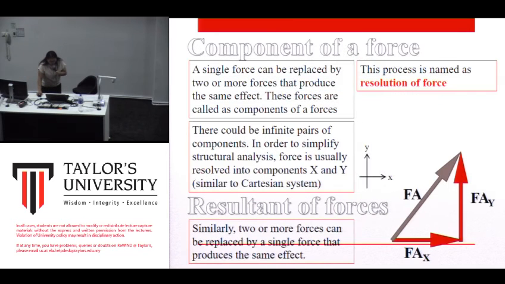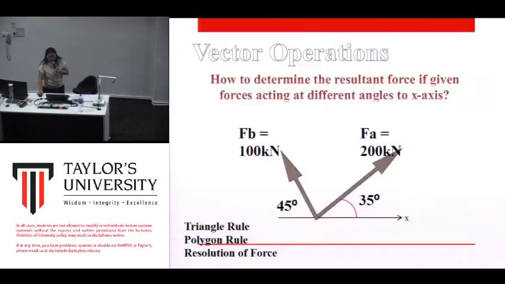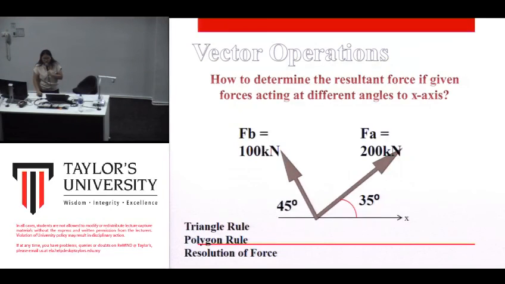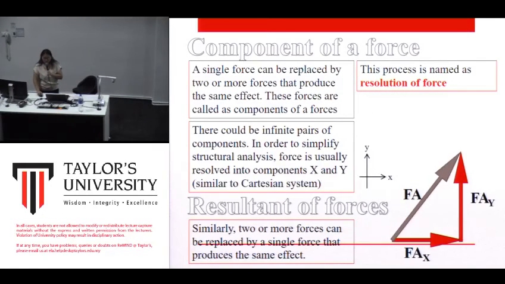Earlier, the example showed how we can combine two forces into one force. The result is a resultant force. Similarly, we can also resolve this 270 into a few different forces. It can be 250 and 220. It can also be 270. It can be 170 and 100. So that process is what we call resolution of force. A single force can be replaced by two or more forces that produce the same effect. Resolution of force.